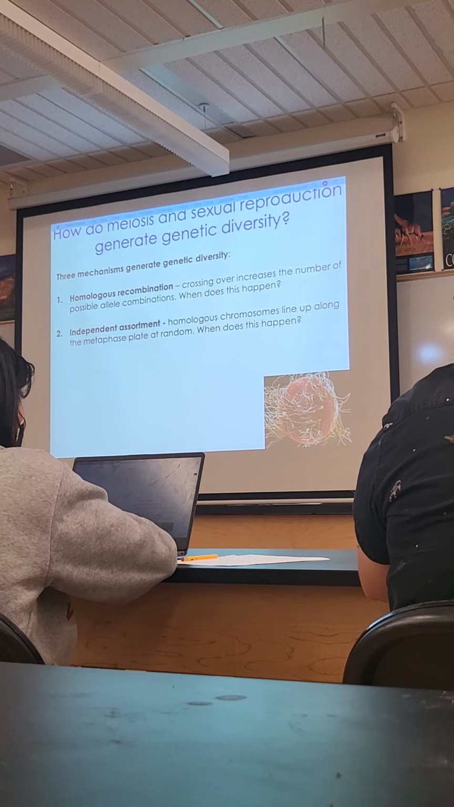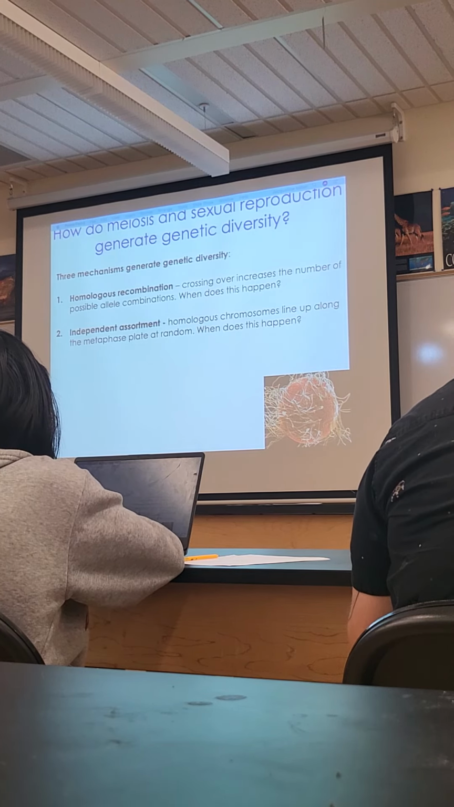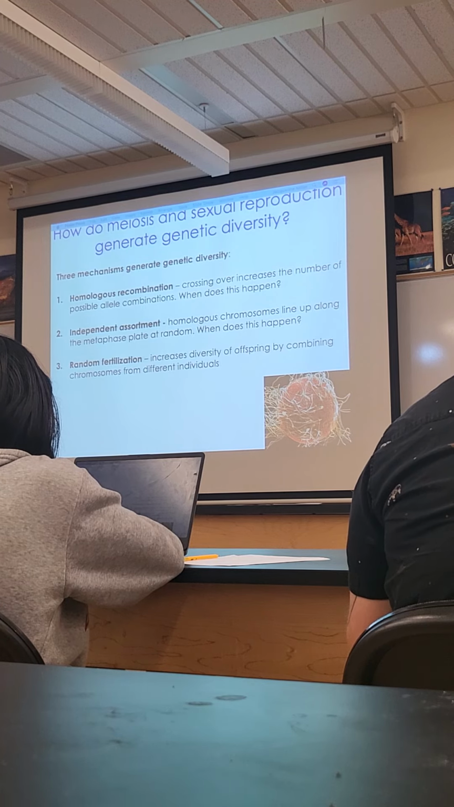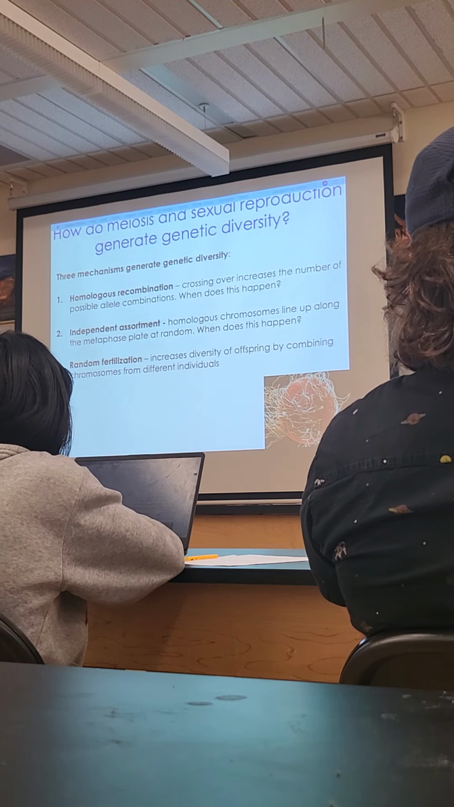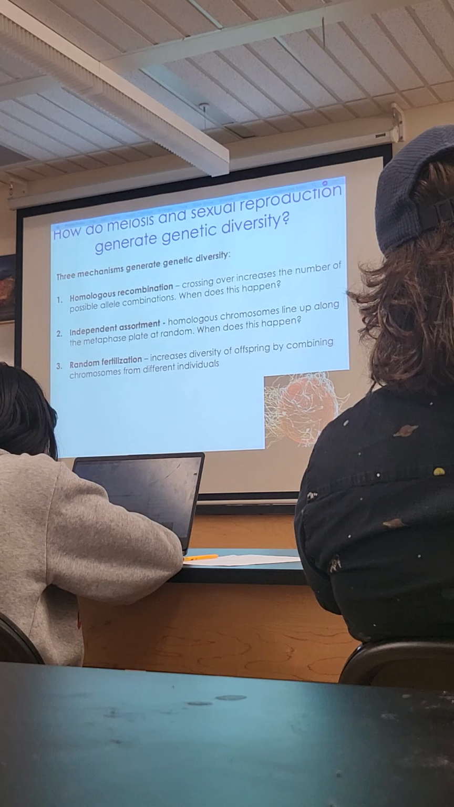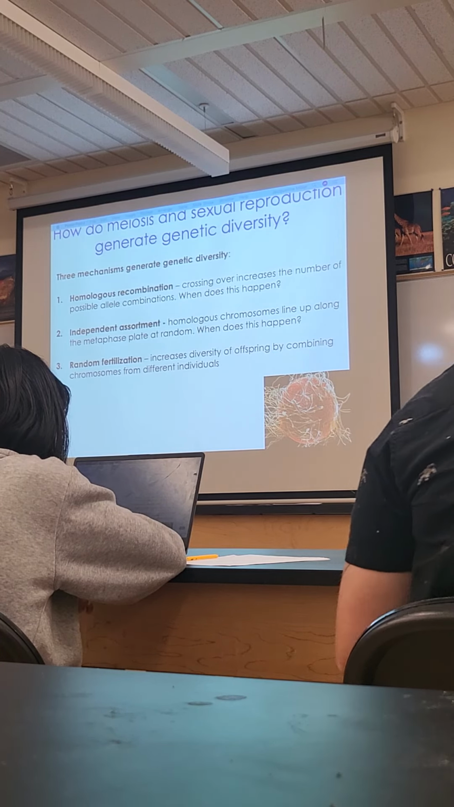Metaphase 1, right. So those two happen during meiosis. The third factor that generates genetic diversity is actually fertilization itself. The fact that we have random fertilization of one gamete, one sperm with one egg, increases the diversity of offspring that are possible.